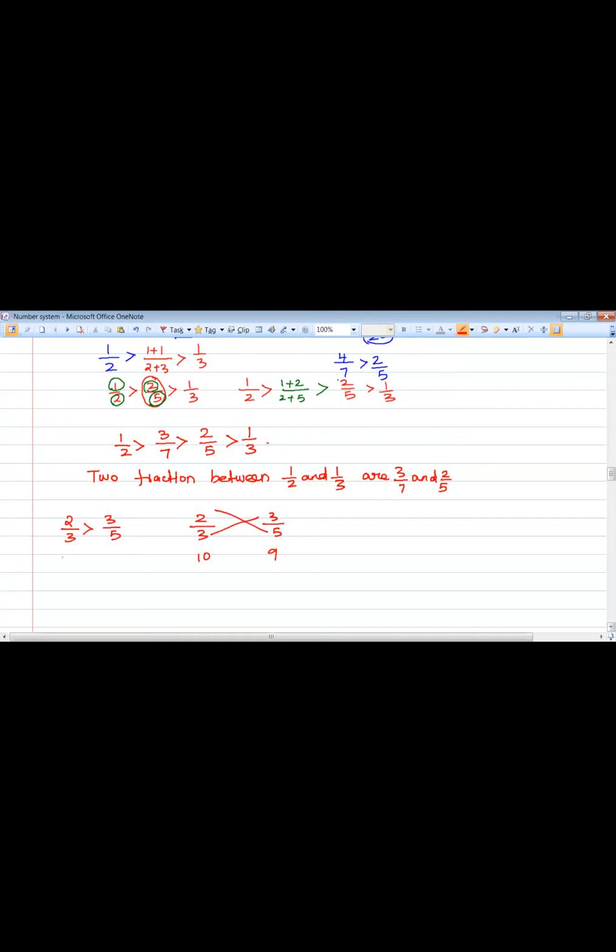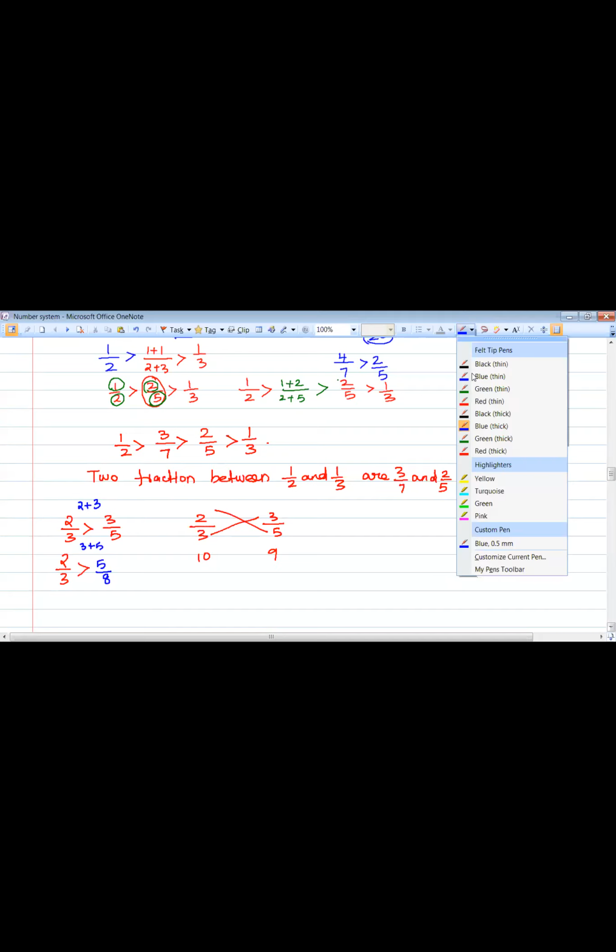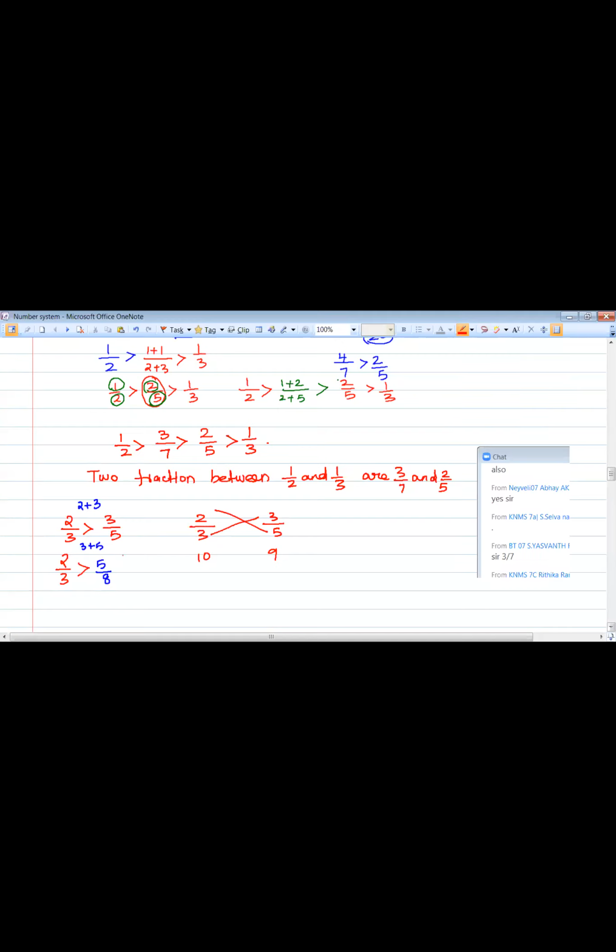Now, after that, very simple, first write 2 by 3. Then put the greater than symbol. Then let me change the color for your better identification. What is 2 plus 3? 2 plus 3 is 5. 3 plus 5 is 8. Then again greater than, write the as usual number. What is that number? 3 by 5. Now we have to find out one more number. How can we find out one more number?